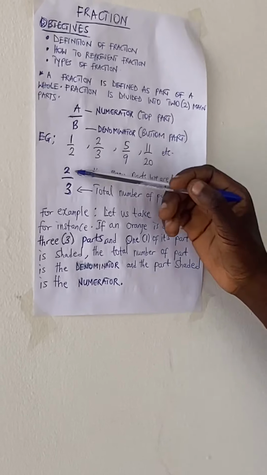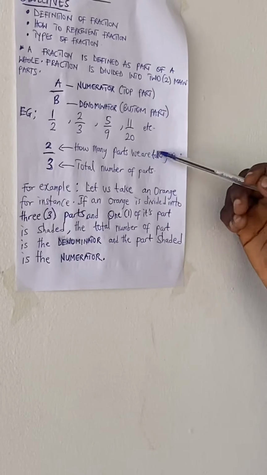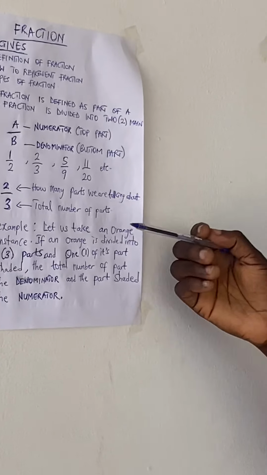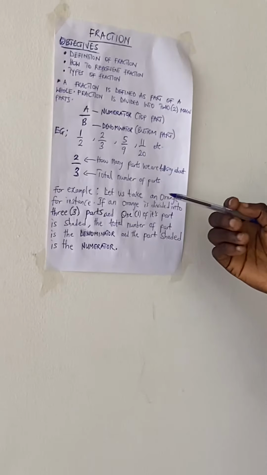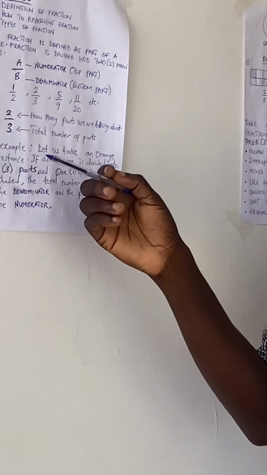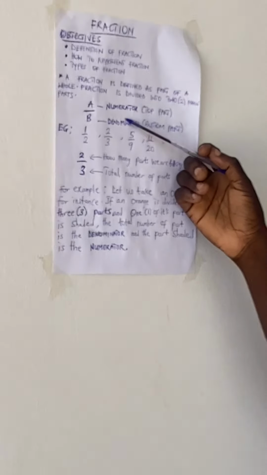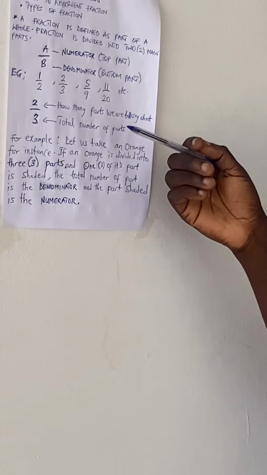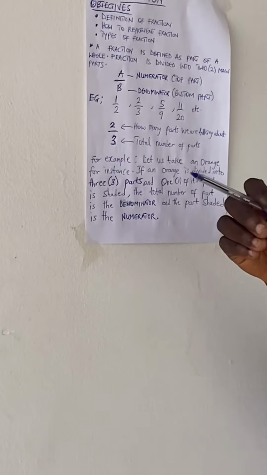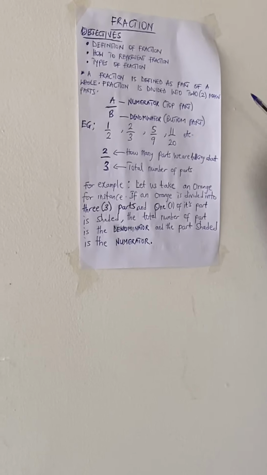Now, we are having 2 over 3 here. The top part talks about how many parts we are talking about, and the bottom part is the total number of parts. Like when you take an orange, if an orange is divided into 3 equal parts, the total number of parts is the denominator. And the shaded part, that's how many parts we are talking about, is the numerator. When I take 1 out of the orange, that 1 is the numerator.